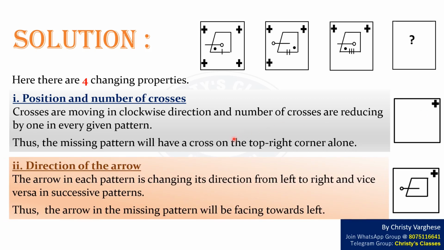Next is the direction of the arrow. The arrow in each pattern is changing its direction from left to right and vice versa in successive patterns. Thus, the arrow in the missing pattern will be facing towards left.